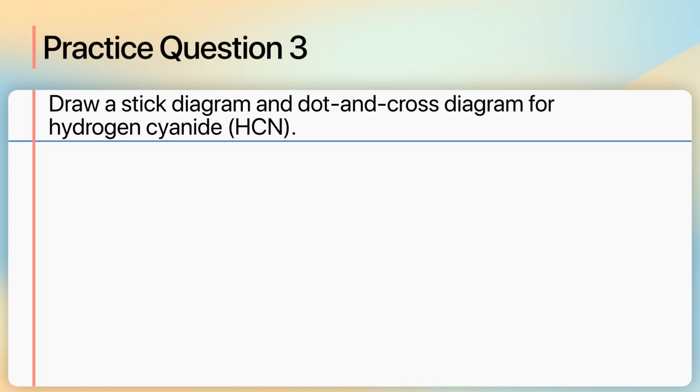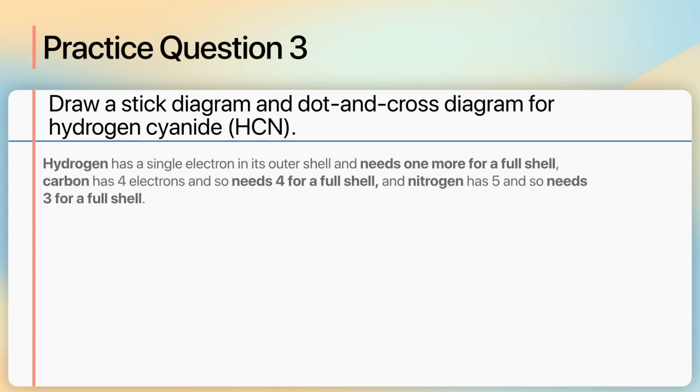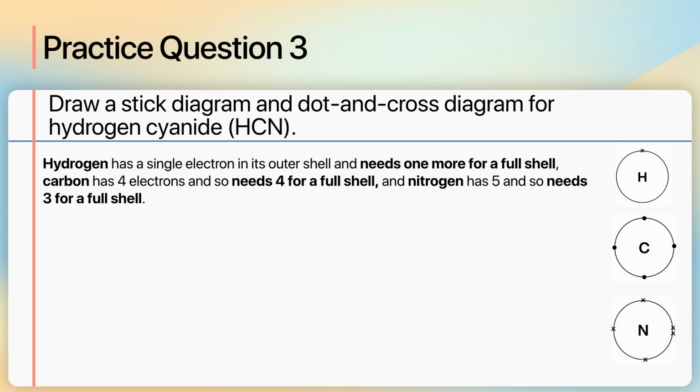Finally, let's do a complex example that does not just have single bonds. Question 3. Draw a stick diagram and dot and cross diagram for hydrogen cyanide, HCN. We start by identifying the valence shells of each element. Hydrogen has a single electron in its outer shell and needs 1 more for a full shell. Carbon has 4 electrons and so needs 4 for a full shell. And nitrogen has 5 and so needs 3 for a full shell.